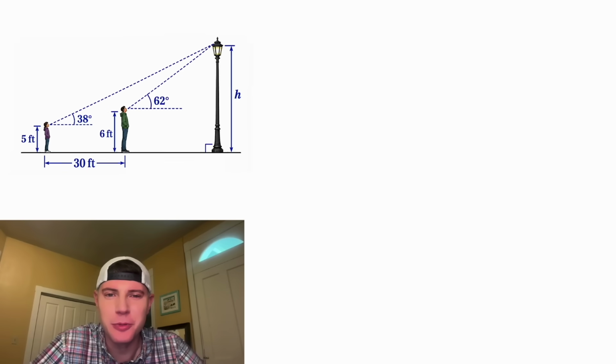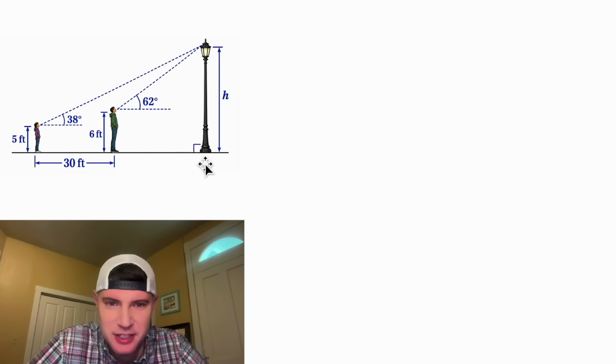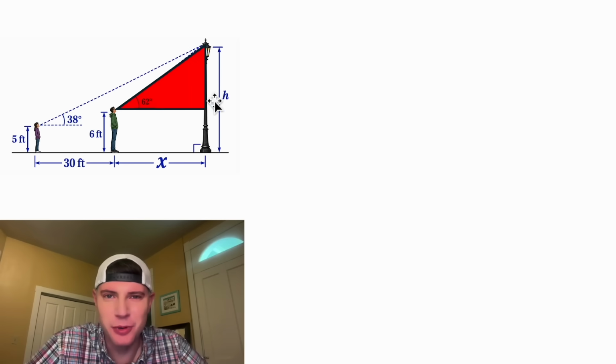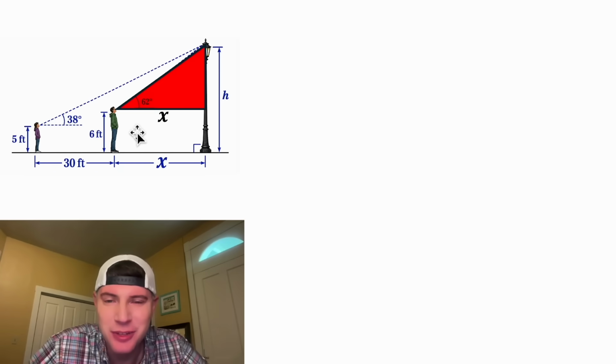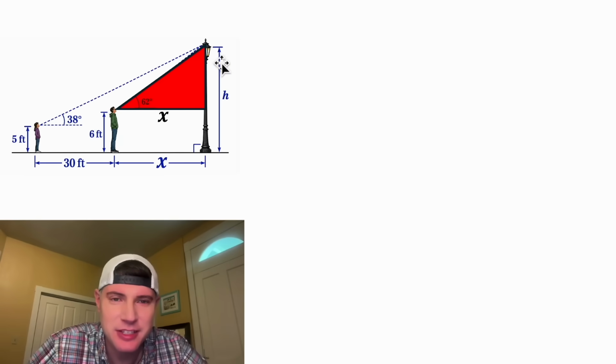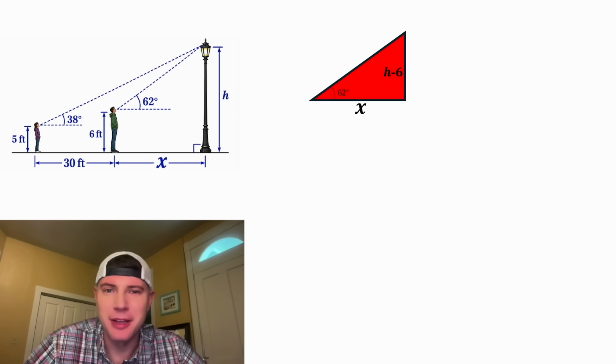First thing, I want to label the distance between this guy and the lamppost. Let's call it X. And now we can make two right triangles with these two guys. We can look at this right triangle right here. This side is equal to the X that we just created, and this side is equal to the total height of the lamppost minus the 6 feet to this guy's eyes. I just realized this guy isn't actually 6 feet tall. It's 6 feet up to his eyes where we're measuring the angle. So that means this is going to be the total height minus 6. And now that's all the information we have about this red triangle.